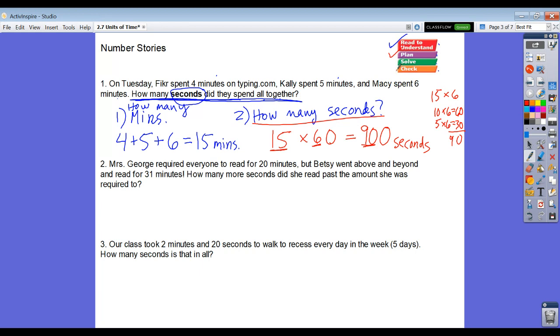So we read to understand. We made our plan. We actually solved it out. And now we need to check, the most important step. Check your work. I always say, think, does my answer make sense? So let's think about this. If they did 15 minutes of practice, well, that seems reasonable. And 15 minutes, if each minute is 60 seconds, does that sound like it could be 900 seconds of practice time? Yeah, my answer makes sense. So I'm going to check that off.